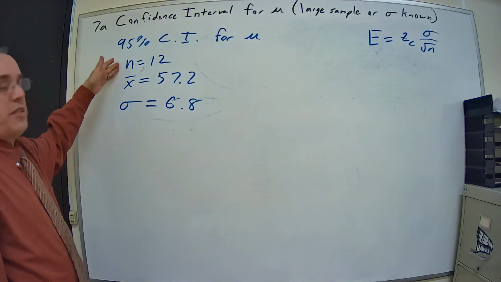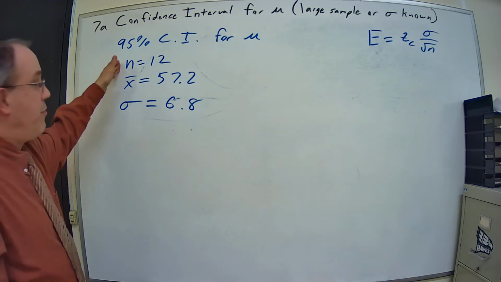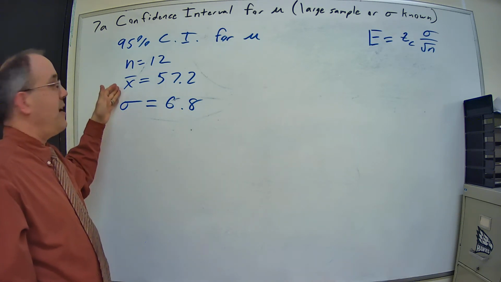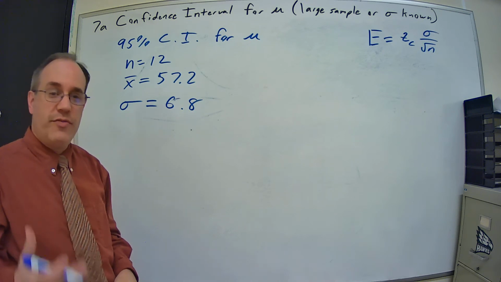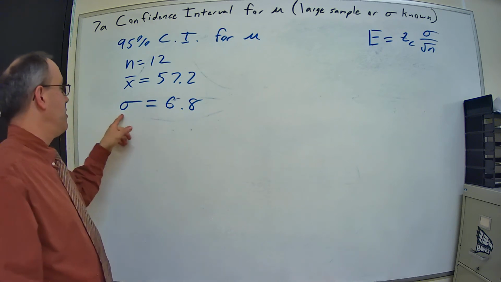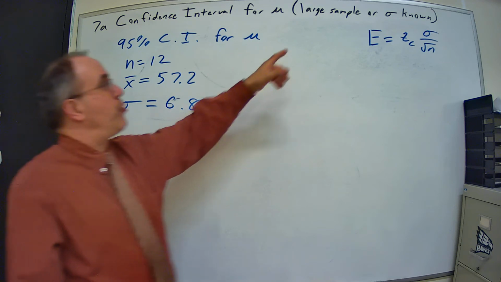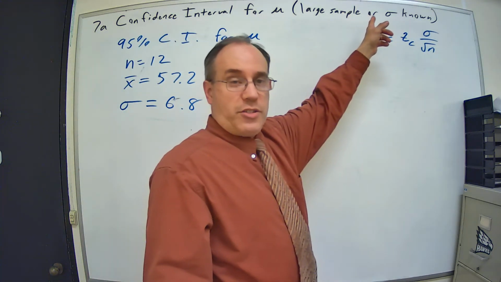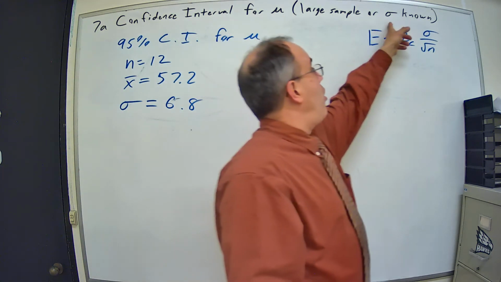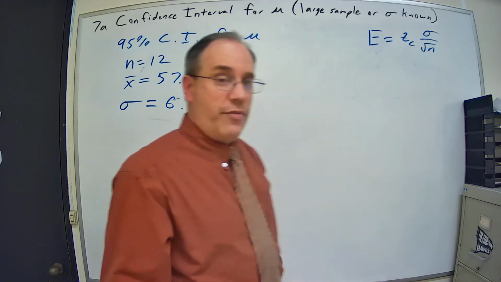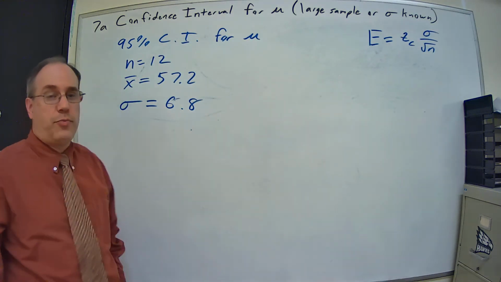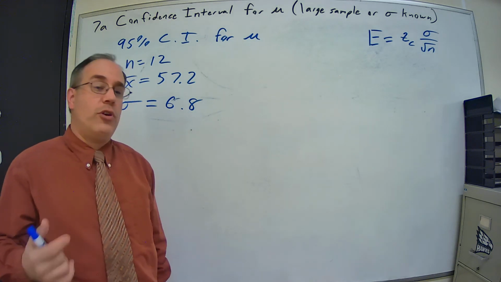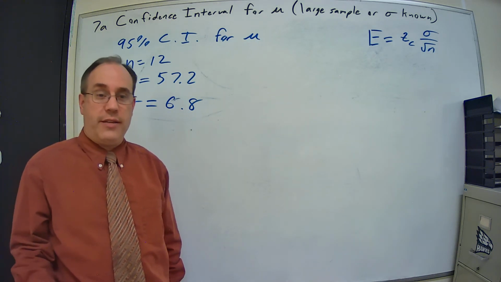Now I said we took a sample of 12 professors. The average age of that sample is 57.2, and I said the population standard deviation is known to be 6.8. Remember, we either need a large sample where n is greater than or equal to 30, or we need to know the population standard deviation. We said it was known, so boom, we have 6.8.